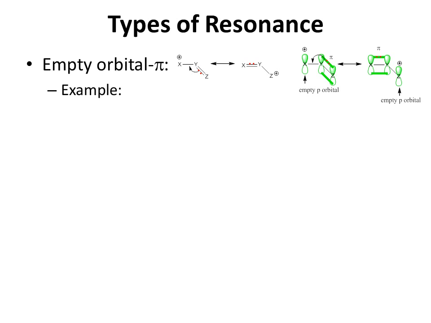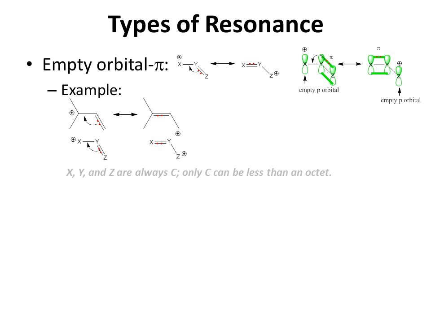So in our example, you have a plus charge on the carbon adjacent to a carbon-carbon pi bond, and the pi electrons now flip up, leaving the plus charge on the end. X, Y, and Z in this case are all carbon, and that's always going to be the case. And the reason for that is that carbon can be less than an octet, but you can't do that for the more electronegative atoms such as N and O. So X, Y, and Z will always be carbon for this type of resonance, empty orbital pi.